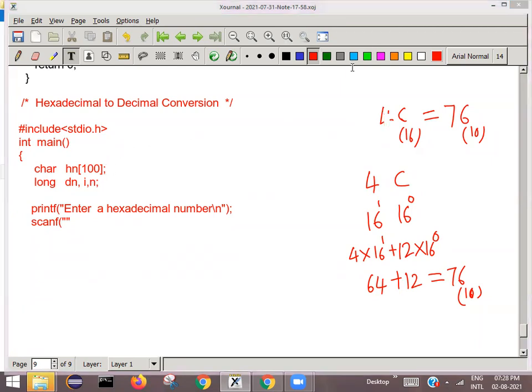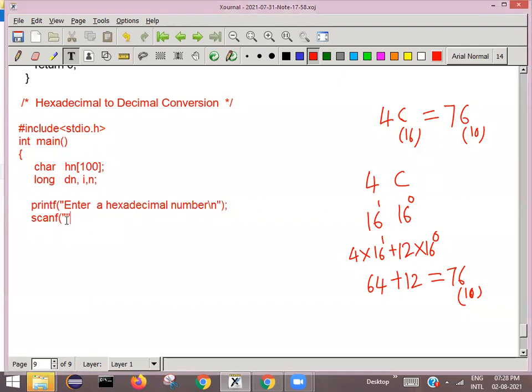What is the format specifier for reading the string? Not characters, the entire string I have to read. Enter a number means he enters 4C. In one go, I have to read this 4C. So what is the format specifier for reading a string? %s. So %s, comma, hn. Since hn is a string variable, there is no need of using any ampersand address symbol there. Now this reads the string 4C into the variable hn.